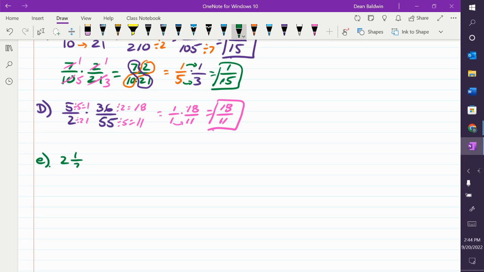What if you have mixed numbers? What should you always do if you have mixed numbers? Convert to improper fractions before you do anything. 3 times 2 is 6 plus 1, that's 7 over 3 times 9 over 5.